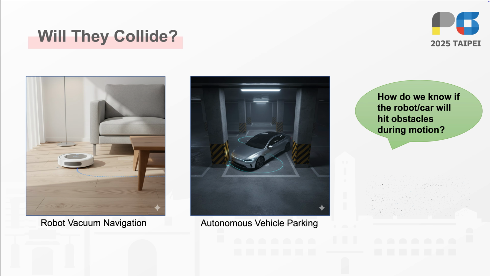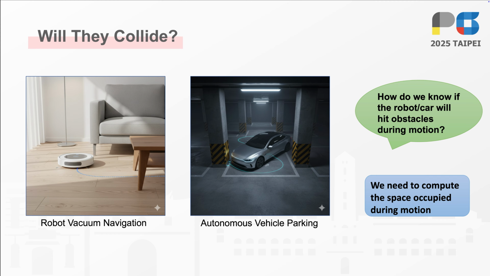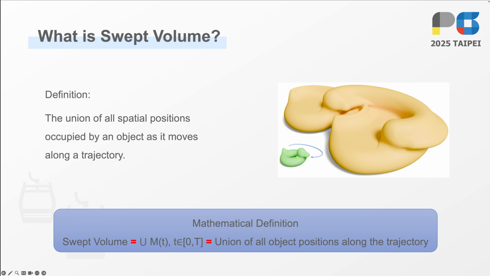The answer is, we need to compute the space occupied during motion. And that space, the union of all positions an object occupies as it moves, is what we call a swept volume. So what exactly is a swept volume? Let's define it properly. A swept volume is formally defined as the union of all spatial positions occupied by an object as it moves along a trajectory.